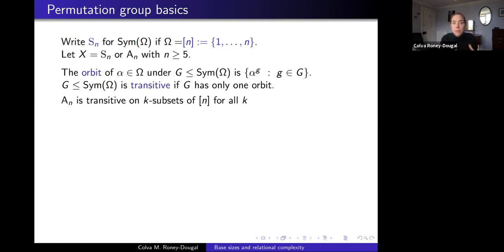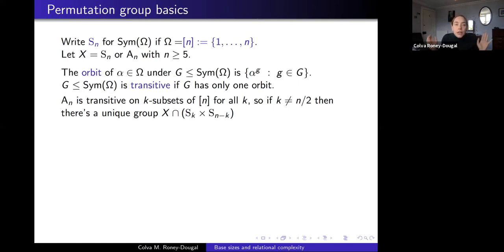Well, if I fix some k points, then I can write down a maximal subgroup of Sn that acts as Sk on those k points and acts as S(n-k) on the other n-k points. Well, the alternating group can send any k points to any other. That's an easy exercise. Just write down however you like and then make it an even permutation. So I only get one conjugacy class of subgroups for each value of k. So if k is not equal to n over 2, then I get a unique group up to conjugacy that is either Sk cross S(n-k) if I'm in the symmetric group, or half that if I'm in the alternating group.